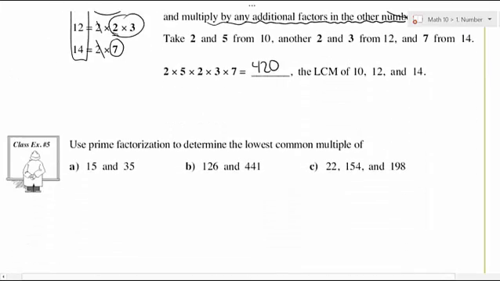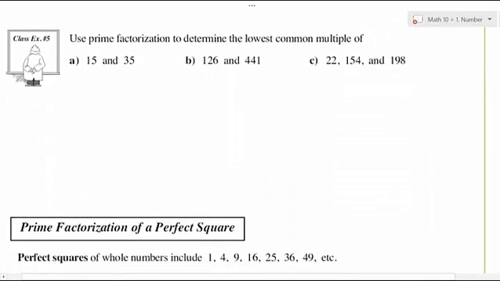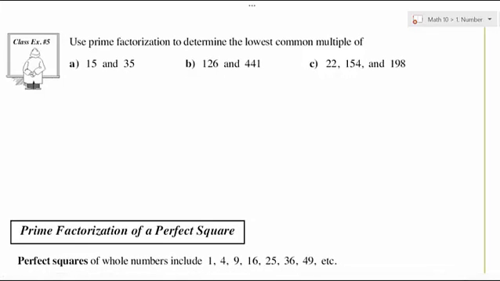All right? Now, I've got this class exercise 5 here. I want you to use prime factorization to determine the lowest common multiple, the lowest number that both of these numbers go into. Press pause and do it now.